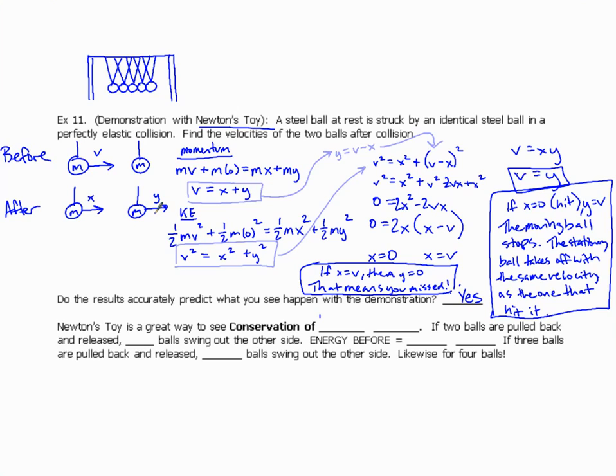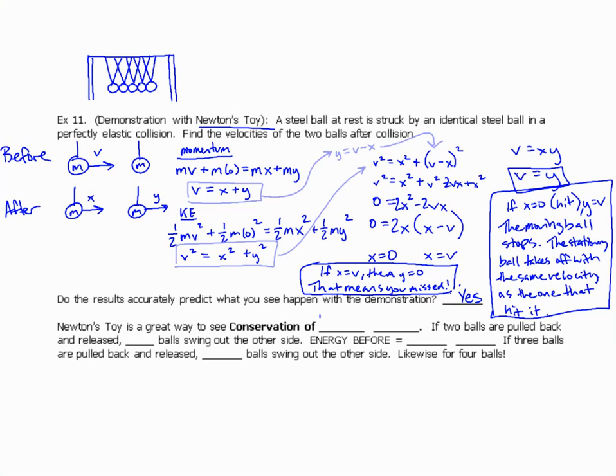On the other hand, if v equals y, so if x equals 0, that's a hit, and y equals v. And so the moving ball comes in, hits and stops, and the stationary ball takes off with the same velocity as that of the ball that hit it. And you've seen these before, so you have an idea of how it works.